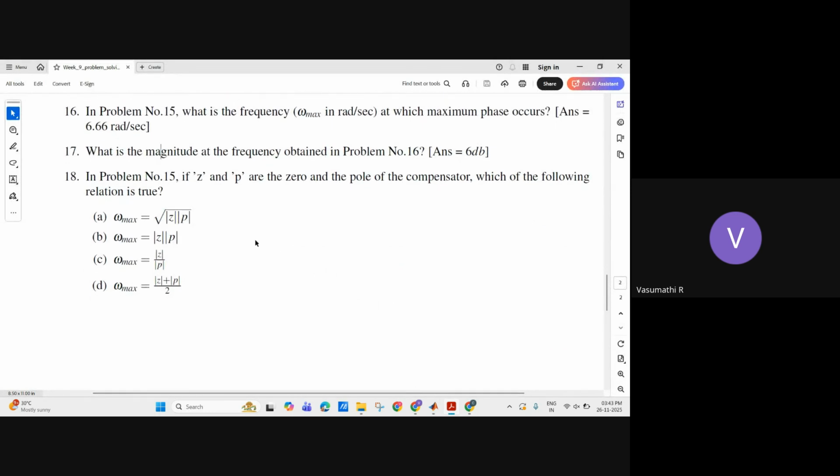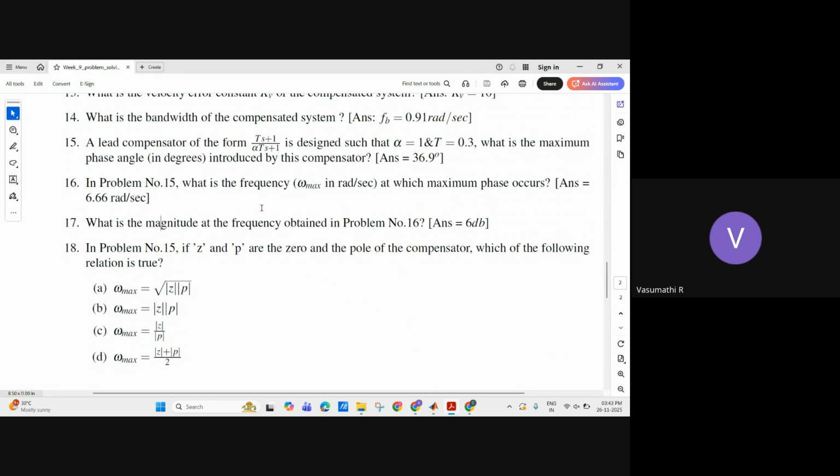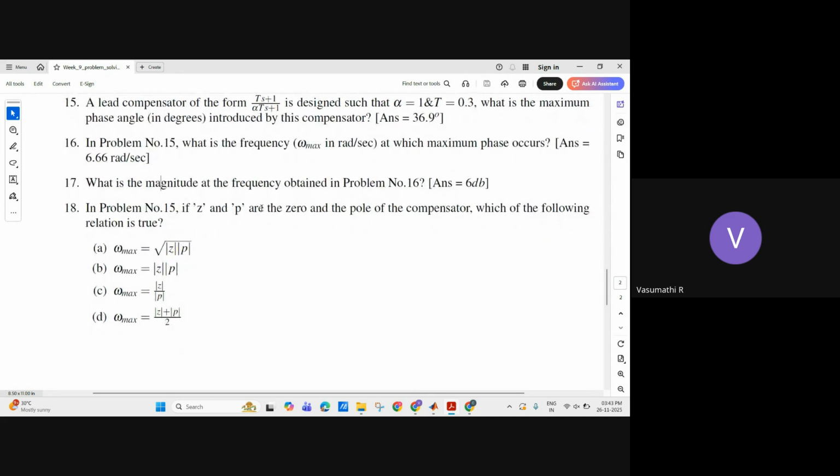And problem 15: if Z and P are the zero and pole of the compensator, which one of the following is true? This needs a little work. I want to solve it, so I will switch to the iPad and solve this question.